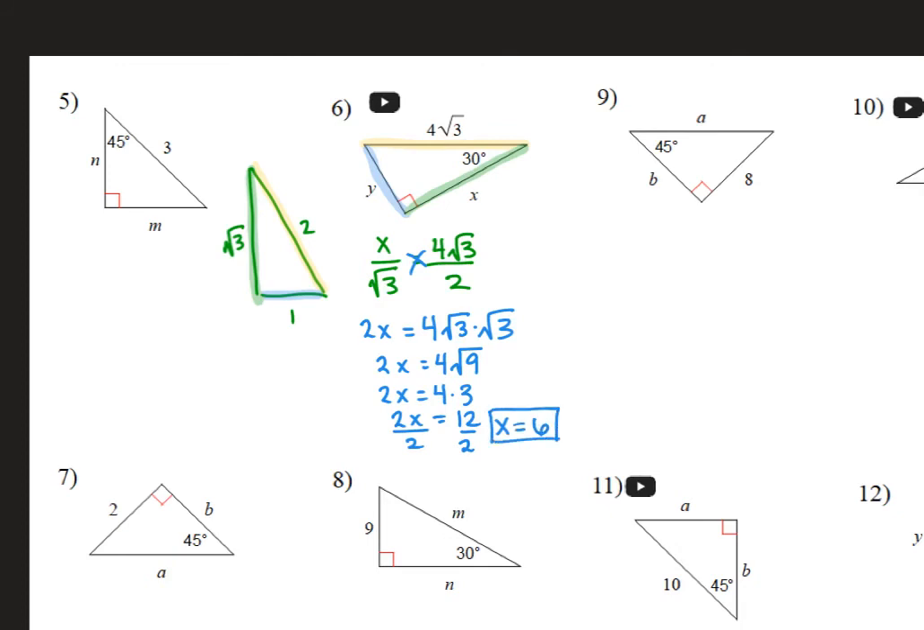Now to solve for y. Y is the short side, so that's going to match up with 1. So y over 1 equals 4 root 3 over 2. I already have y by itself, since it's y divided by 1, so 4 root 3 over 2, and then I can simplify this. So 4 divided by 2 is 2, so y equals 2 root 3.